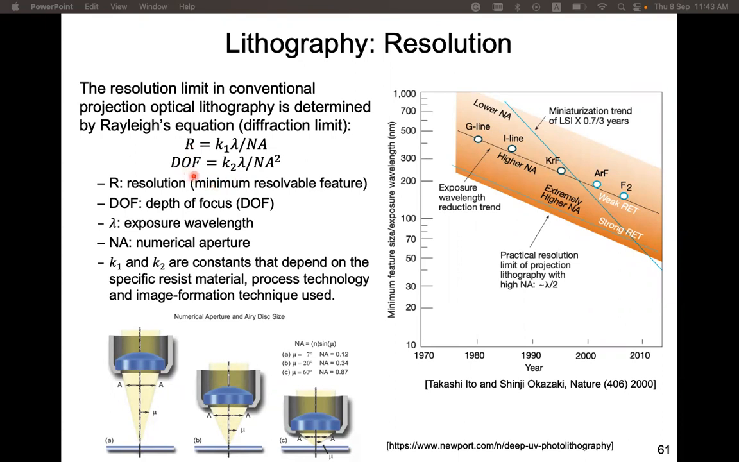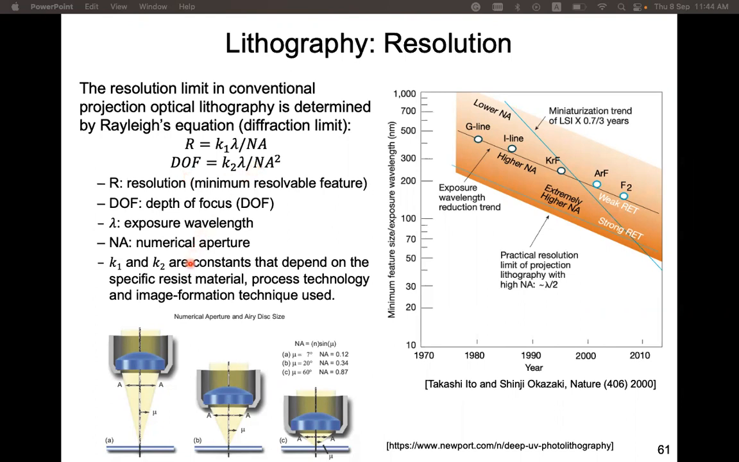And this DOF is inversely proportional to the numerical aperture squared. So when you increase the NA, the numerical aperture, you improve the resolution, you make R smaller. But at the same time, you make the depth of focus even smaller because of the square there. This is not good. So it is contradicting.